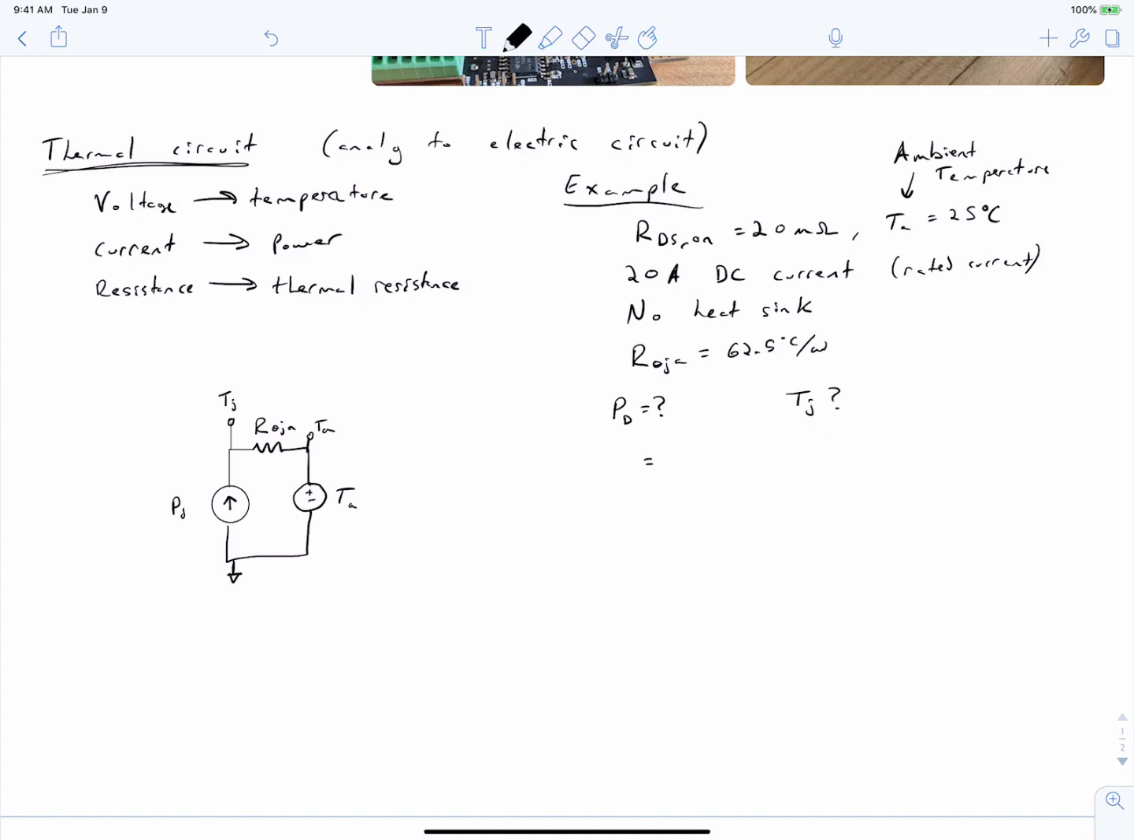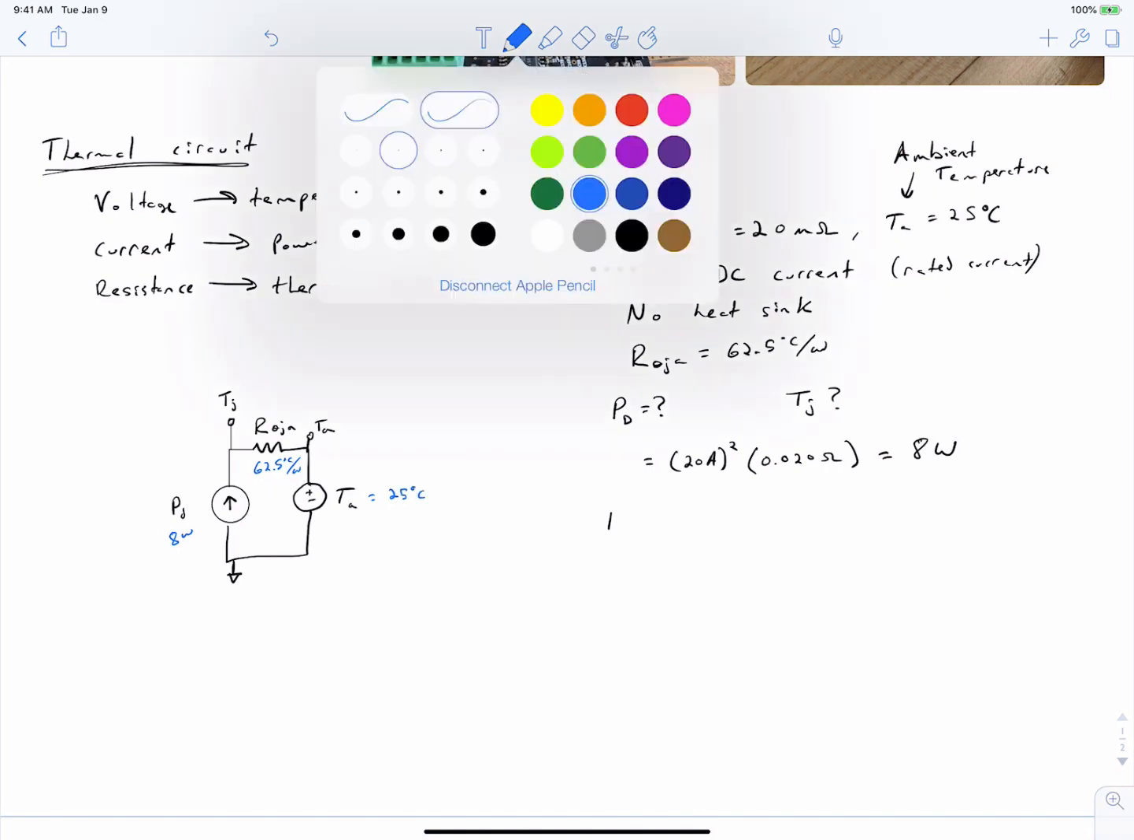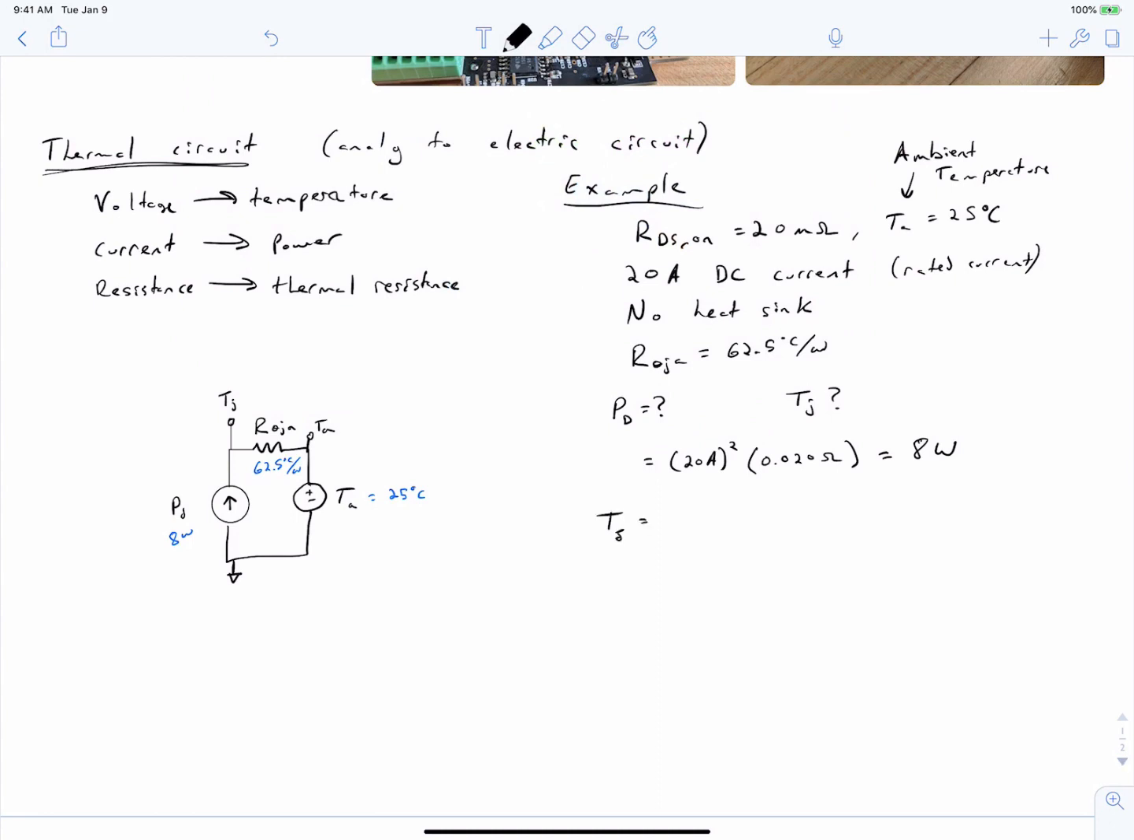So our power dissipated is going to be our I squared R losses, so 20 amps squared times our RDS on value of 20 milliohms, which is going to equal about 8 watts. Our junction temperature: right here, we have 8 watts, and our theta JA is 62.5 degrees Celsius per watt, and our ambient temperature is 25 degrees Celsius. And we're now ready to calculate our junction temperature by solving the circuit.